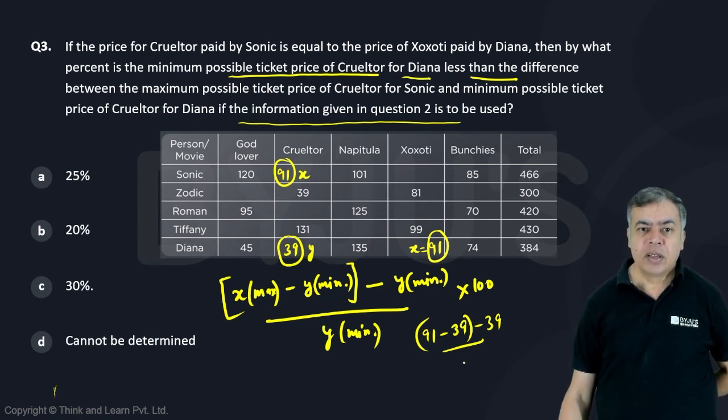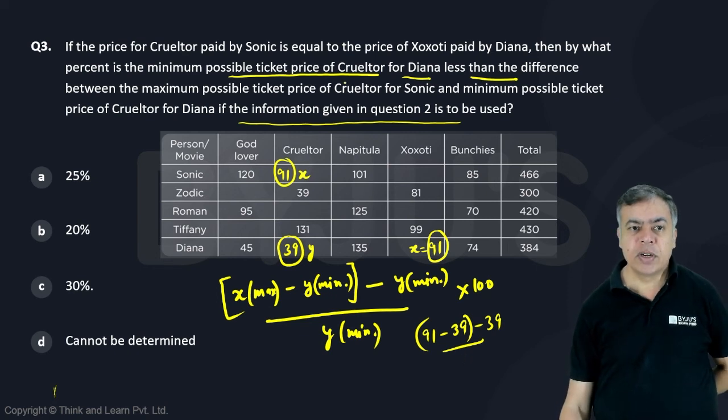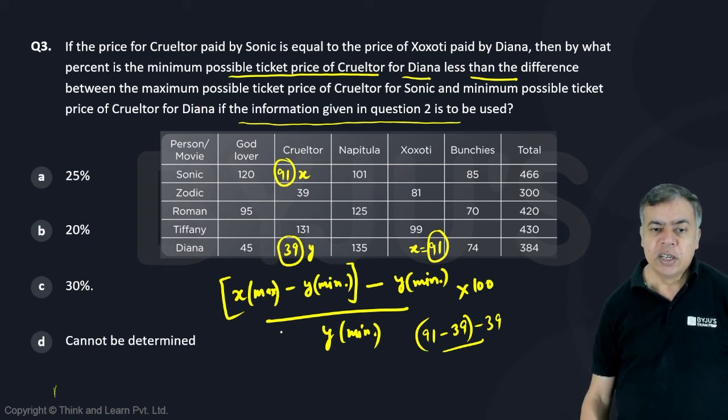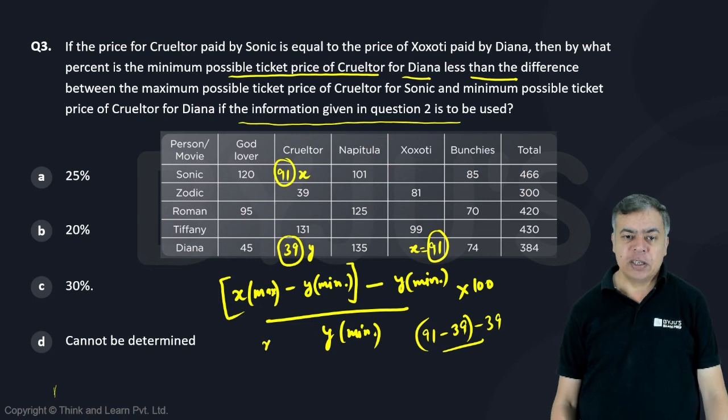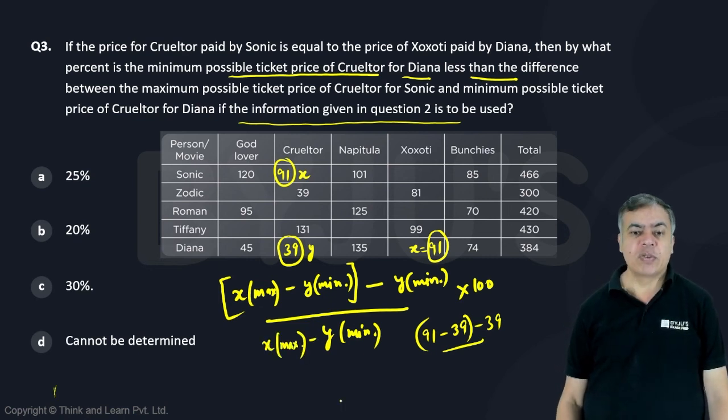Okay, here as a percentage of... what is this? The minimum possible, what percentage is the minimum possible less than the difference? Sorry, the denominator should be the difference. X max minus y min. So that means the denominator should also be 91 minus 39, which becomes 52. So 52 minus 39 by 52, right?